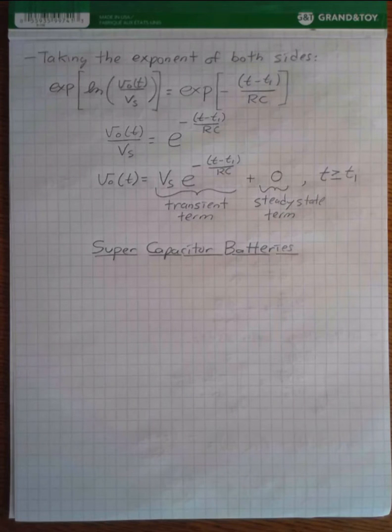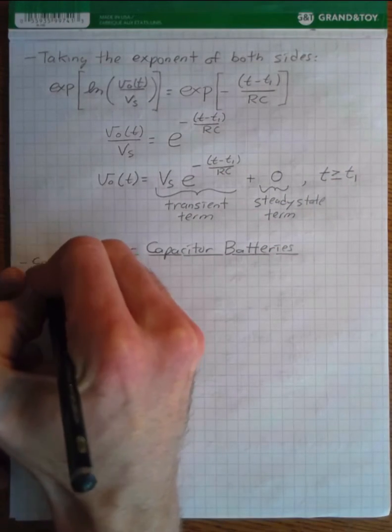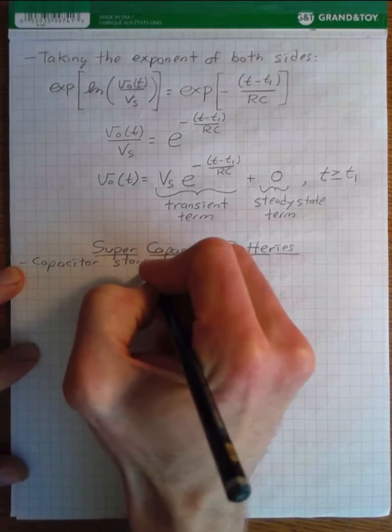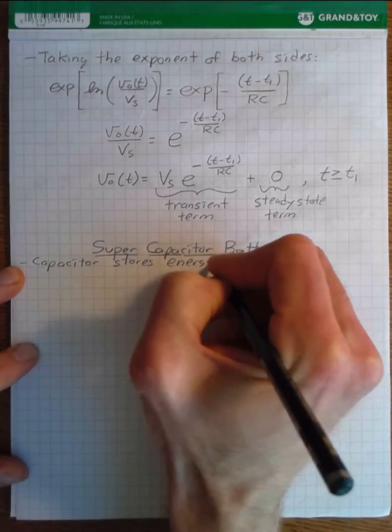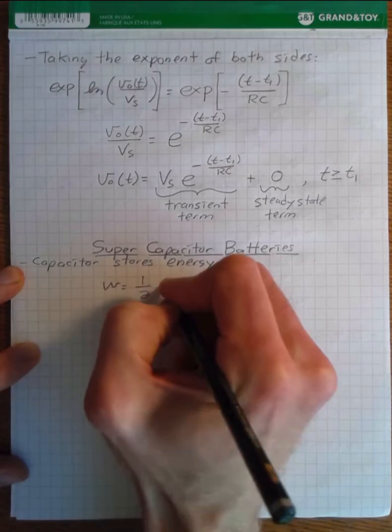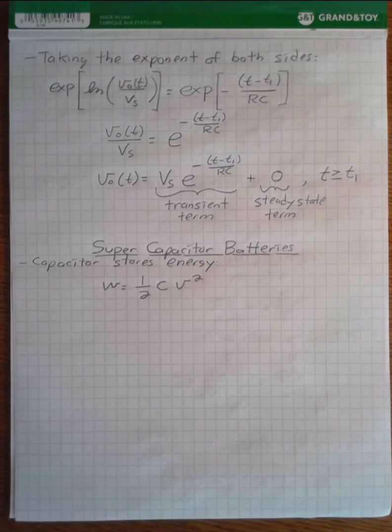Okay, now we're at a point where we can take maybe a little bit of a detour or diversion and talk about an application of some of the stuff we've learned about so far. And the application I'm interested in talking about is supercapacitor batteries. And so we know that a capacitor stores energy. And that energy is equal to 1/2 times the capacitance times the square of the voltage across that capacitance.